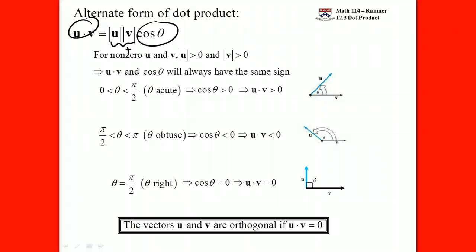Okay? So if anyone ever asks you about vectors meeting at a right angle, about vectors being orthogonal, you translate it in your mind to be the dot product is 0. Okay. We guarantee there'll be a 90-degree angle, a pi over 2 angle between the vectors.